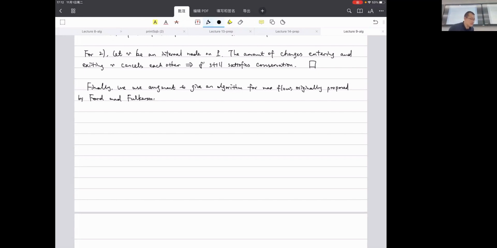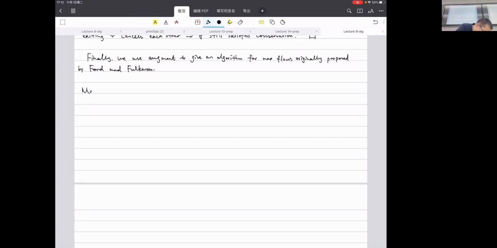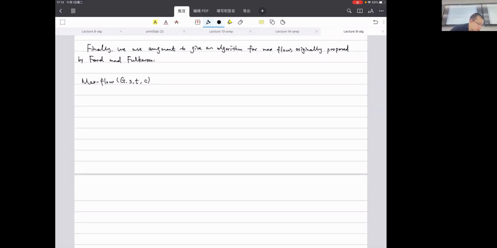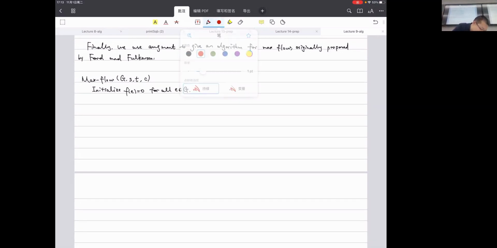So how does the Ford-Fulkerson algorithm look? In general, for the max flow problem, the input is going to be the graph G, with a designated starting point S and a terminal point, the sink T. It is also very important that we have a capacity function on all of the edges. Initially, it's basically the greedy strategy that we use. Of course, initially we don't have anything, so we just initialize f(e) to be 0 for all e in G.